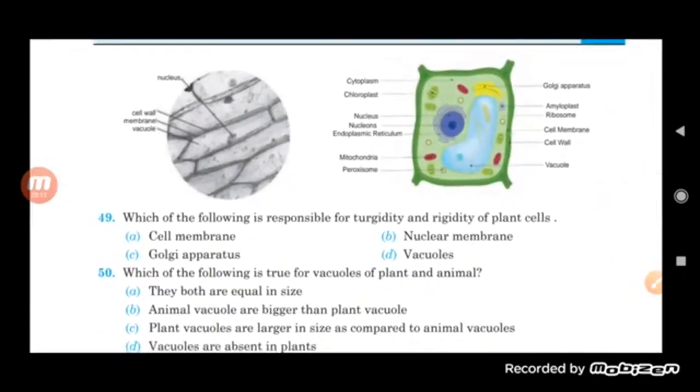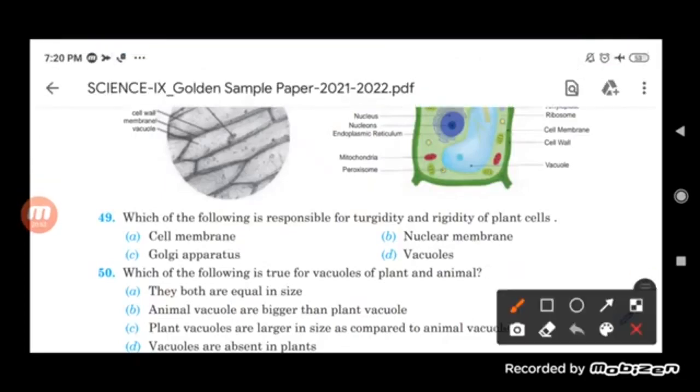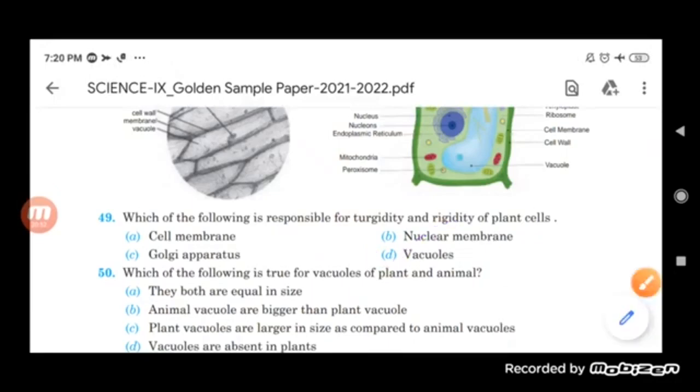Now here you will find that two figures are given, and the questions can be asked according to that. First question, it is 49th number. Now see here, the question is: which of the following is responsible for turgidity and rigidity of plant cell? Cell membrane, nuclear membrane, Golgi apparatus, and vacuole are given here. So according to that, you know that turgidity and rigidity is because of the vacuole only. So the answer will be vacuole. It is because of the vacuole only that such rigidity or turgidity can be seen in the plant cell.